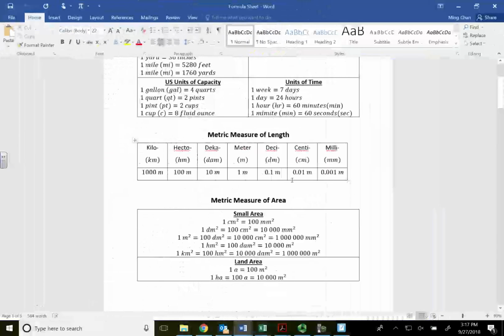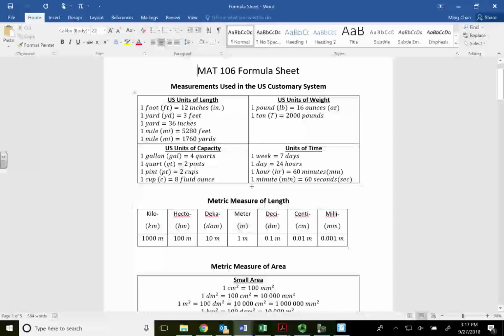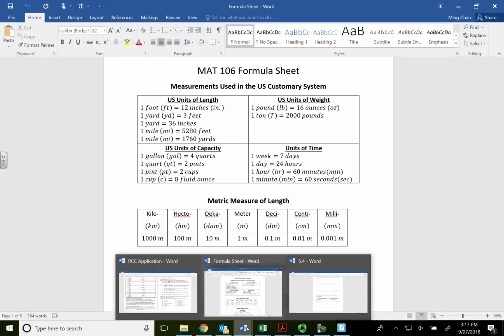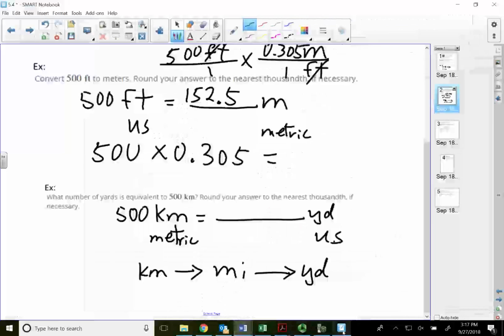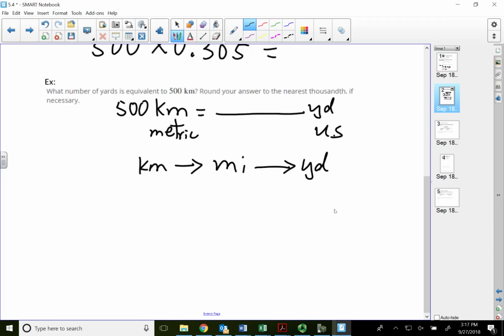On the formula sheet, if you go back to US measurement between lengths, 1 mile is 1760 yards. So once I'm at miles, then all I have to do is convert from mile to yard, which is a larger unit converting to a smaller unit, so we will multiply.